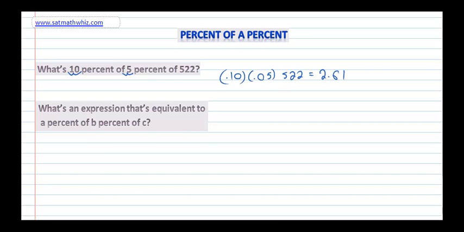What's an expression that's equivalent to A% of B% of C? Well, we can't say that A is 0.0A, so we need to use the fractional form of the percentage. A% is A over 100. B% is B over 100. And we're getting these percentages of C. Multiply that out, and you get ABC over 10,000.